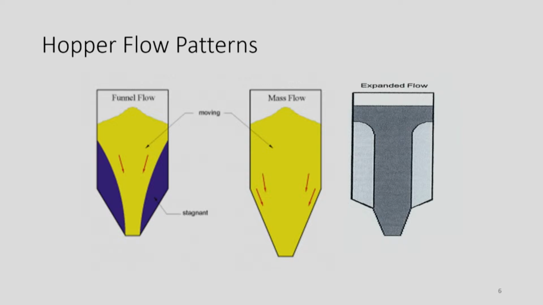Sir, in this diagram, yellow one is blue. Blue one is stagnant material. Yellow is moving. Yellow is like flowing. Okay. What advantage can you think of?